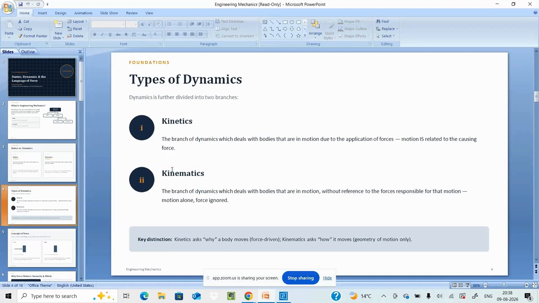Kinematics is the same branch of dynamics which deals with bodies that are in motion without reference to the force responsible for that motion. So you'll ask how the body is moving. If you ask why a body is moving, you will say that someone has pushed the body or it has some accelerating force. That is completely kinetics. When you ask how it moves, without the application of force due to gravity and other things, it is completely kinematics. Clear, everyone?